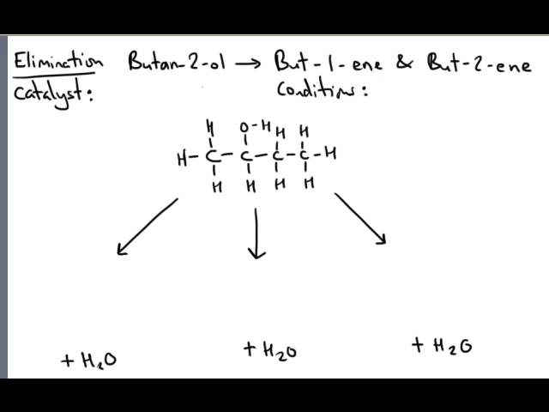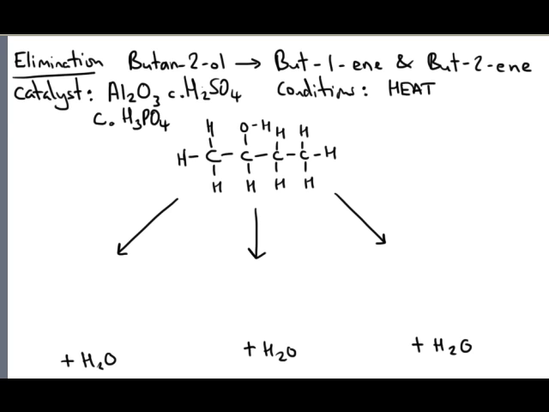So the catalyst, there are a range of catalysts you can use. Aluminium oxide, a solid catalyst, sulfuric acid, so that's concentrated sulfuric acid. Concentrated phosphoric acid will also work. Conditions: heat. You need to blast this, you need to break bonds, so heat is required.